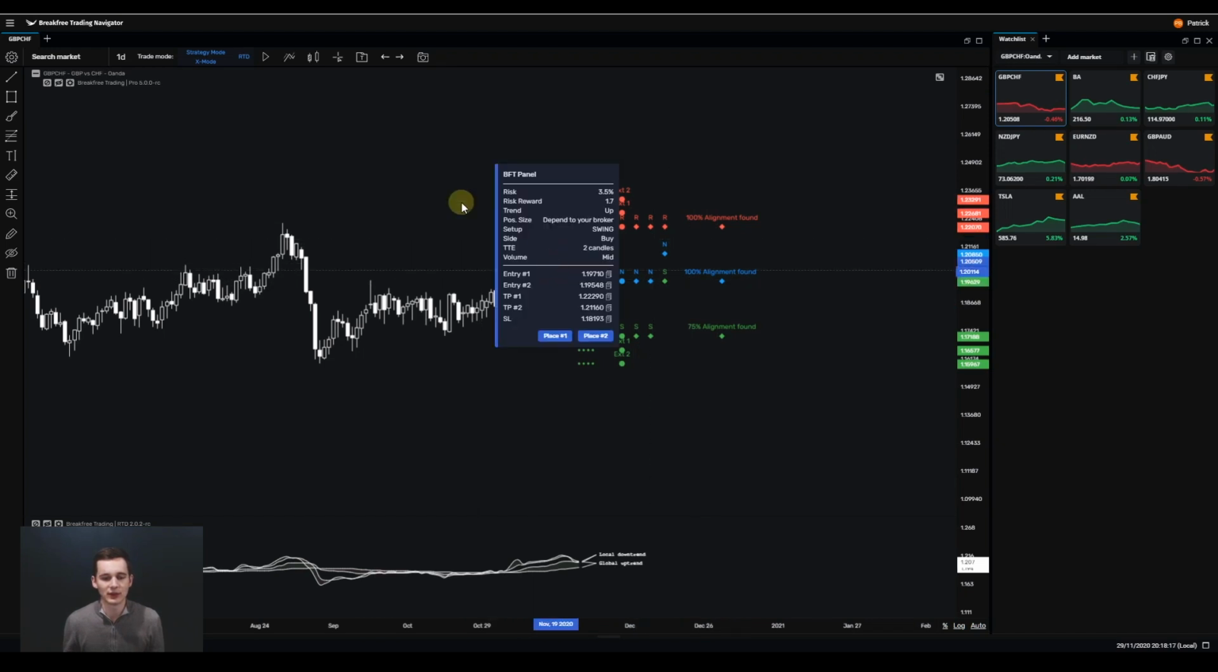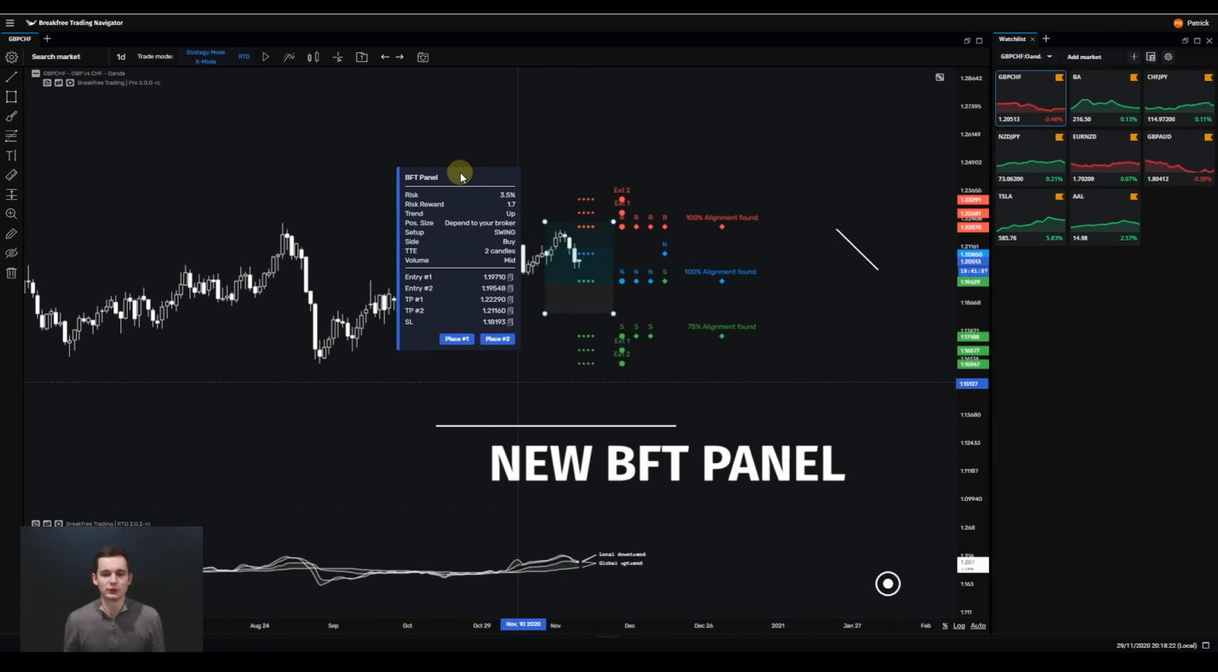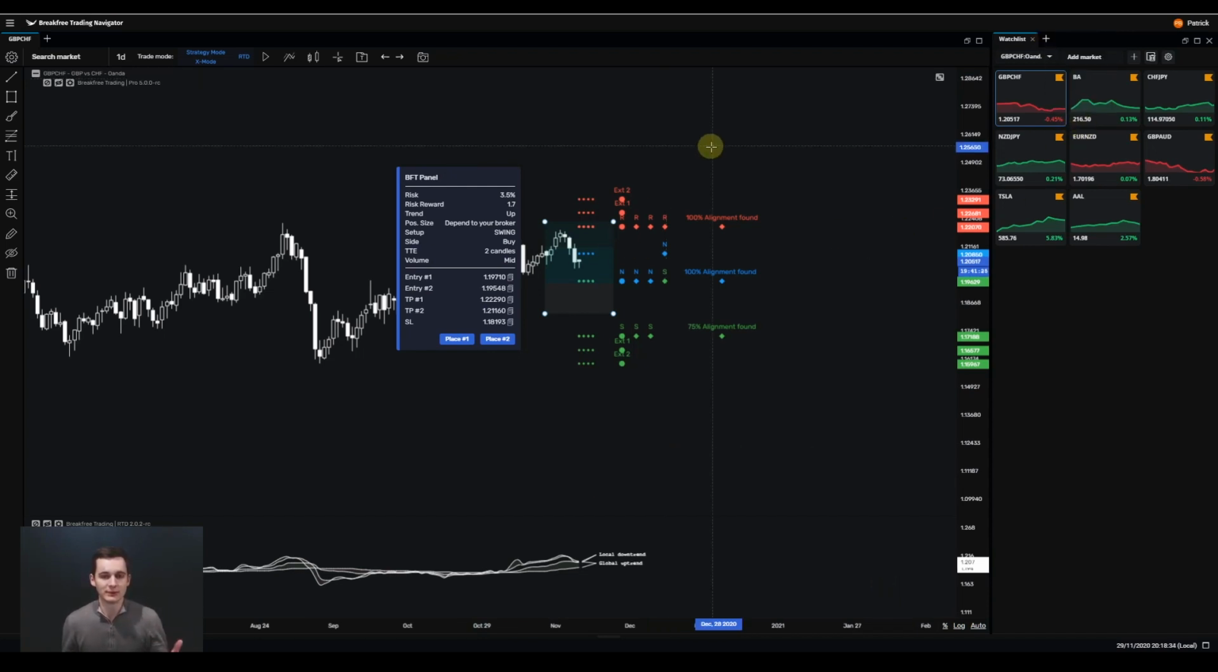If you just click on the position tool, this box will come up. So this is your new BFT panel. Before, the BFT panel would be coming up here on this plus icon. If you click on that, you'd be able to open up the BFT panel. That's no longer available. So the BFT panel got replaced and is now directly on the chart.